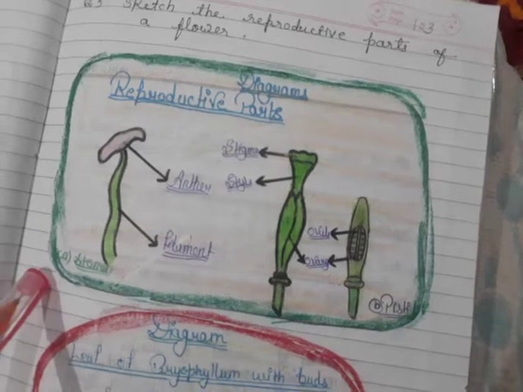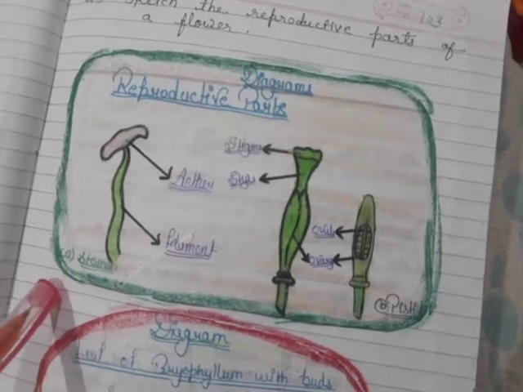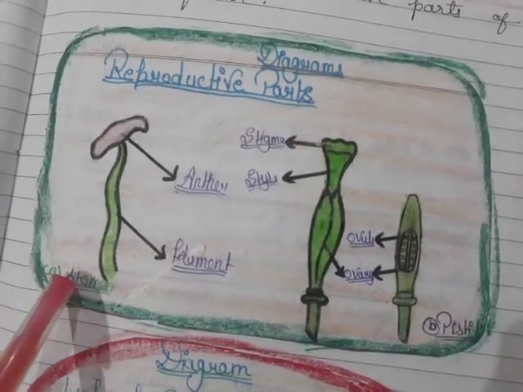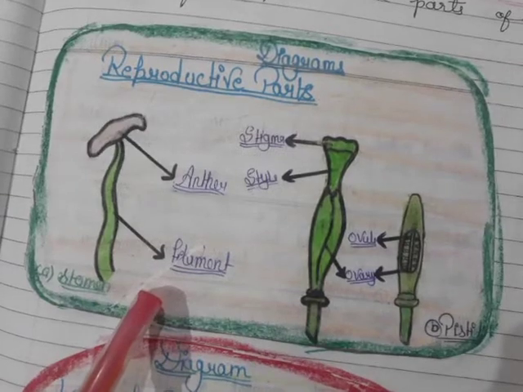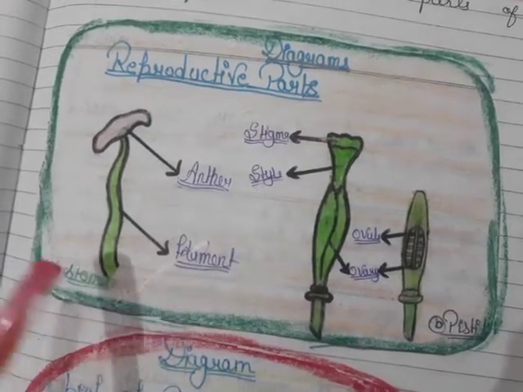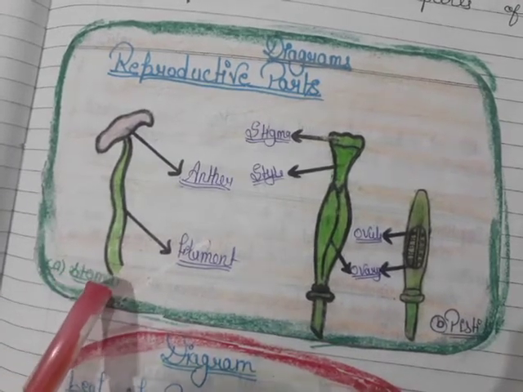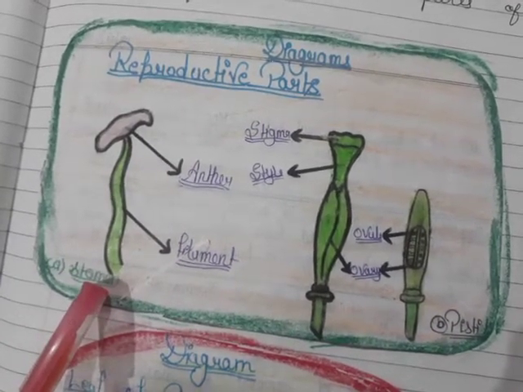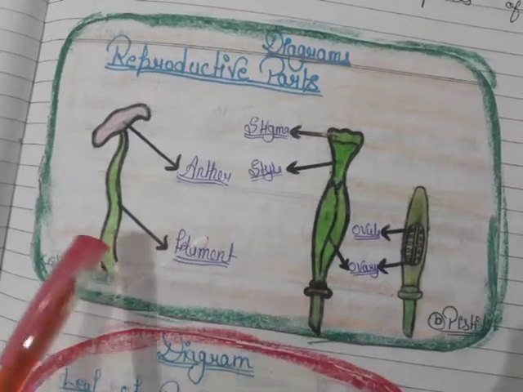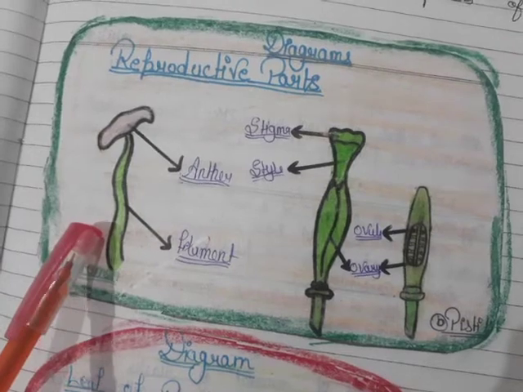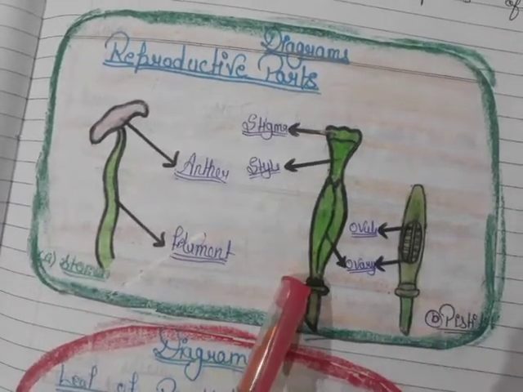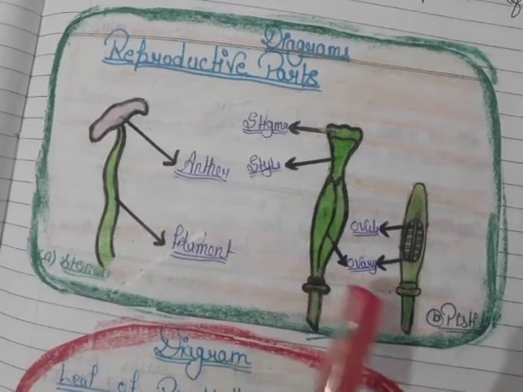Let us start the remaining part of this chapter. As I said before, the flower is the reproductive part of the plant. In the flower, the stamens are the male reproductive part and the pistil is the female reproductive part. These diagrams show the male reproductive part of the plant, it's a stamen, and the female reproductive part of the plant, it's a pistil.